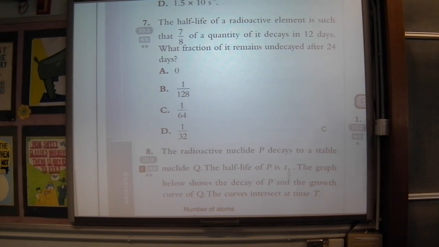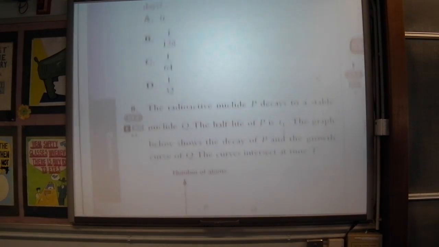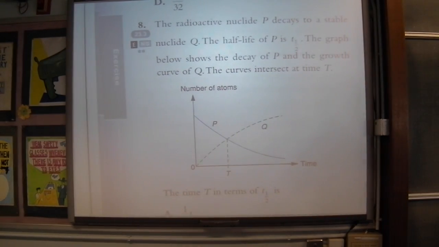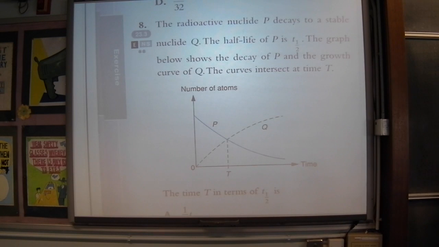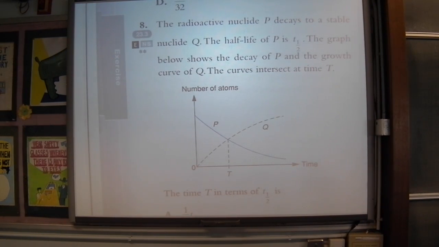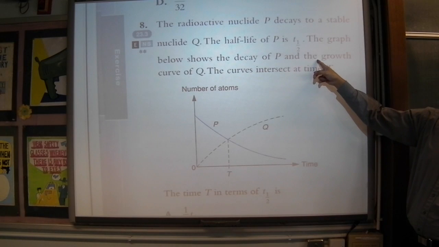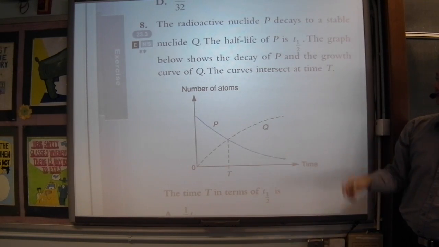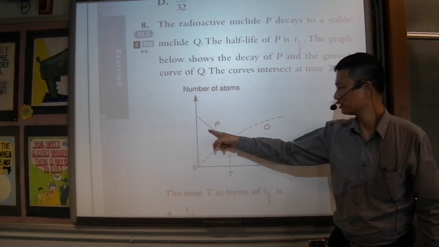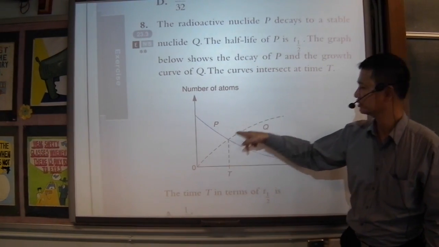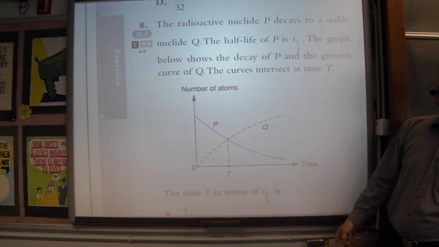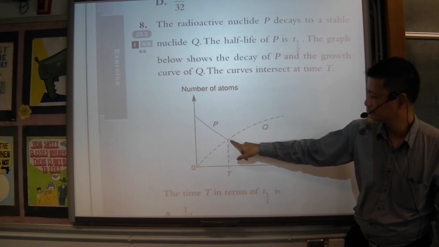Okay, so far so good. Now, question number 8. The radioactive nuclide P decays into a stable nuclide Q. The half-life of P is T half-life. The graph below shows the decay of P and the growth curve of Q. So we see that P gradually decreases and Q increases over time. The curves intersect at time T.